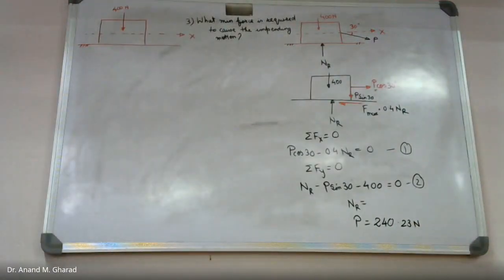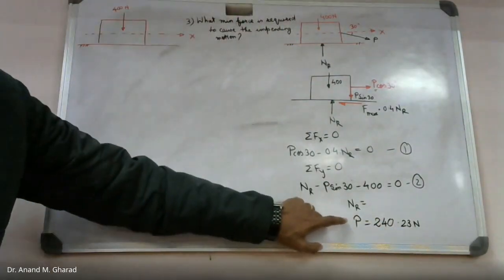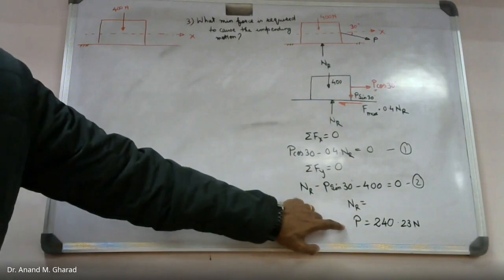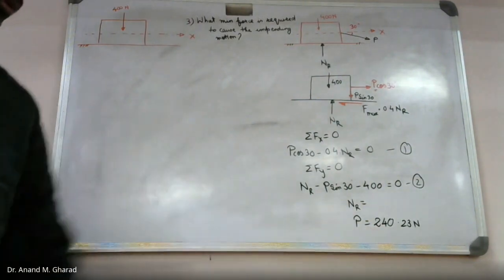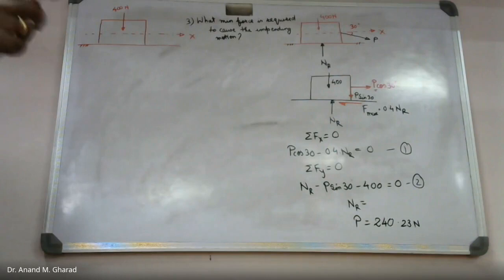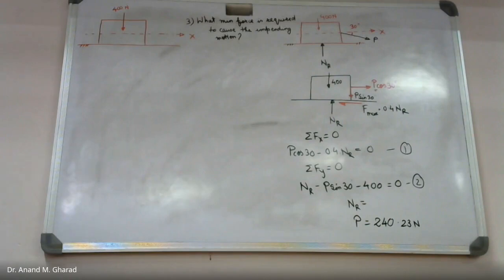Sir, NR 521.21. NR 521.21. Okay. The NR equation comes out to be 2.165 times this value. How much value for P are you getting? How much value for P are you getting?